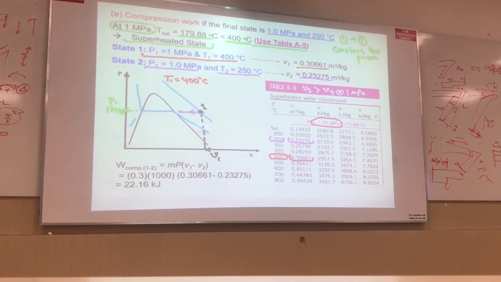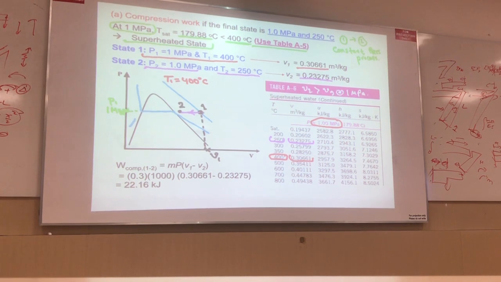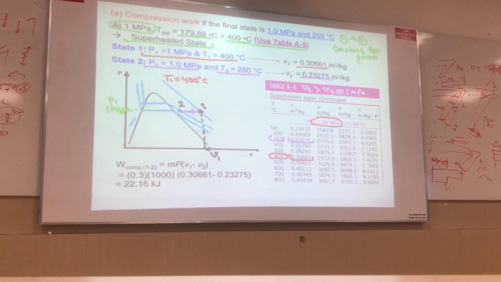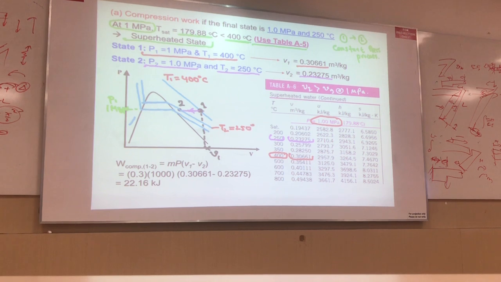So this point we assume is state 2. State 2 at 250 degrees Celsius. And at 250 degrees Celsius, we assume this is here. Alright. So this temperature is 250. Okay? This is T2. It's 250 degrees Celsius.